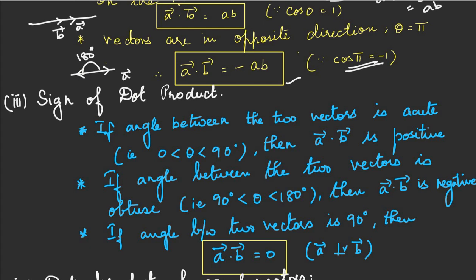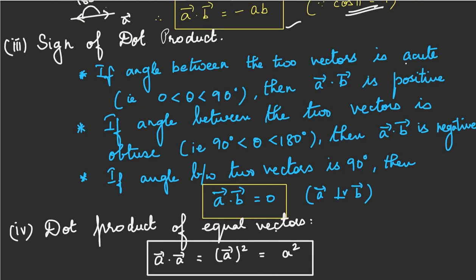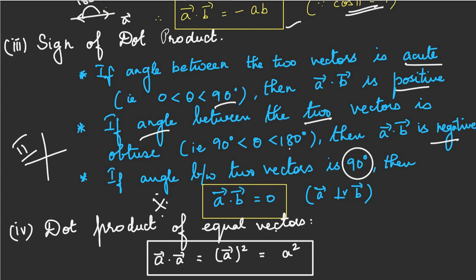Sign of the dot product. If the angle between both the vectors is acute, the angle is less than 90 degrees, A dot B is positive. If the angle between the two vectors lies between 90 and 180, so it lies in the second quadrant, then the cos is negative. Therefore, the dot product of both the vectors will be negative. If the angle between two vectors is 90 degrees, then the dot product is equal to 0.